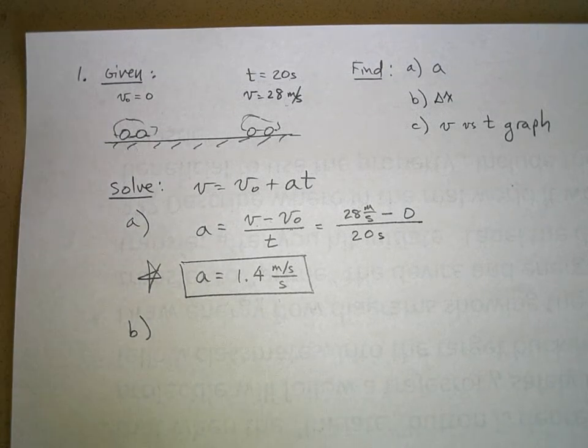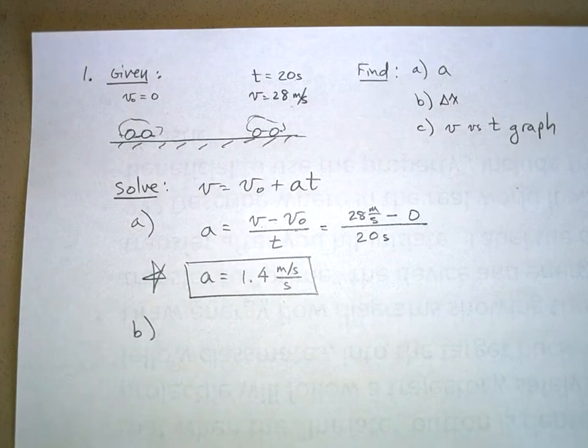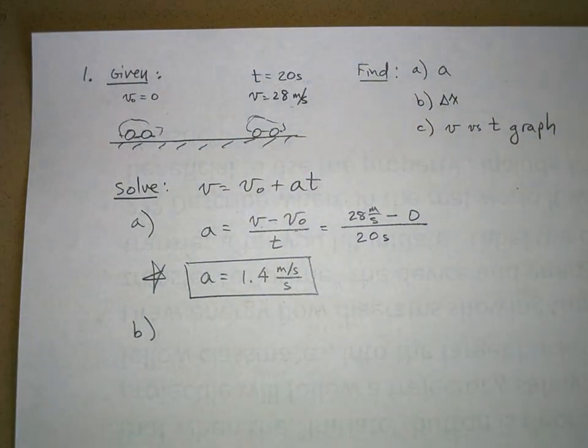Delta x. Now you've got some choices to make, because look, we know just about everything. We know the acceleration, the initial velocity, the final velocity, and the time. So all I need now is an equation with delta x in it. And there's 3 of them on your list. But which one's the best one to use?